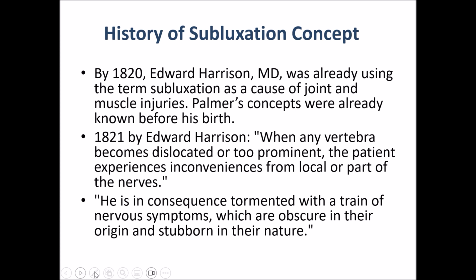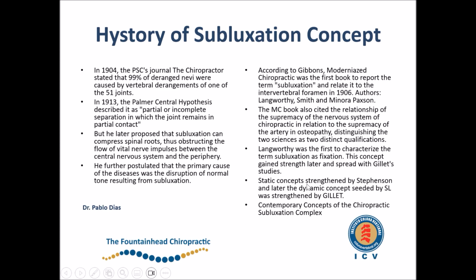And then we go to our timeline. In 1894, the Palmer School of Chiropractic Journal of the Chiropractor stated that 99% of the diseases were caused by vertebral derangements of one of the 51 joints. And in 1930, the Palmer central hypothesis was described as a partial or incomplete separation in which the joint remains in the partial context. But we shall remember this also.